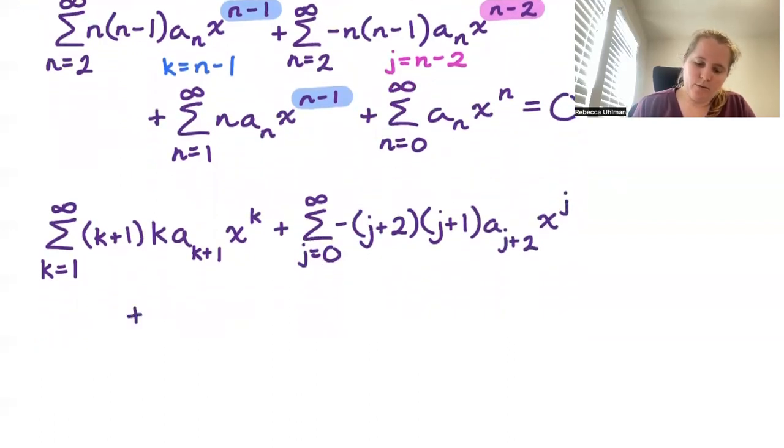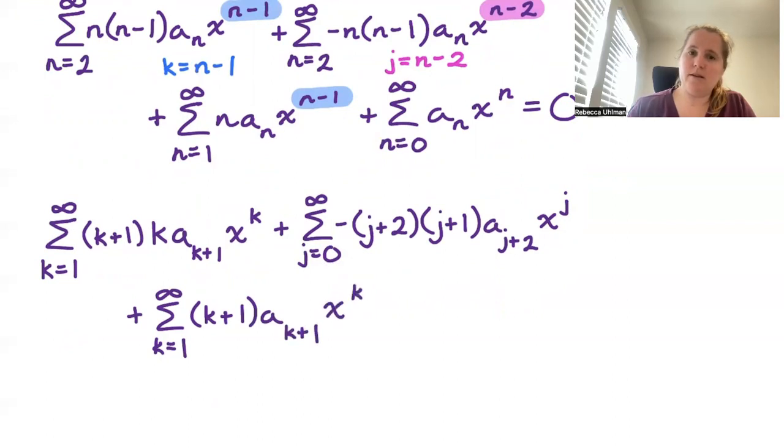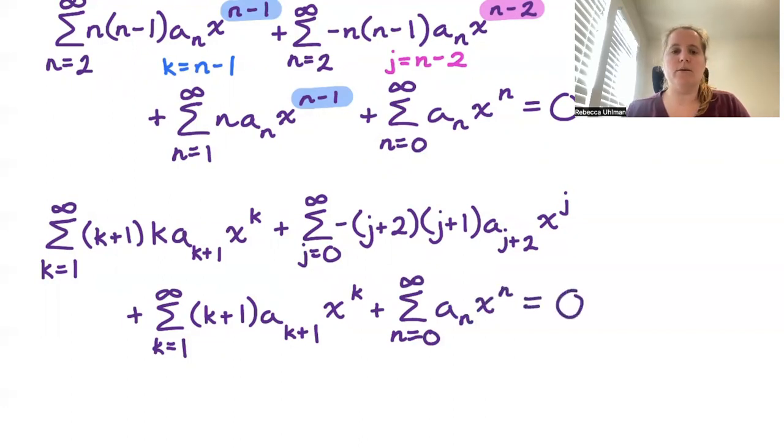Again, shifting by 1, we're looking at the sum from k equals 1 to infinity of k plus 1 times a sub k plus 1 times x to the k. And then we have plus the sum from n equals 0 to infinity of a sub n x to the n, and this is all set equal to 0.